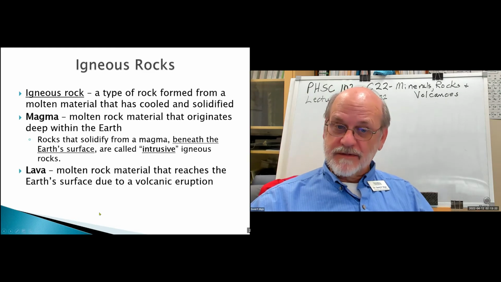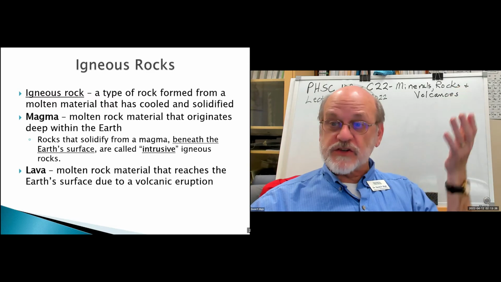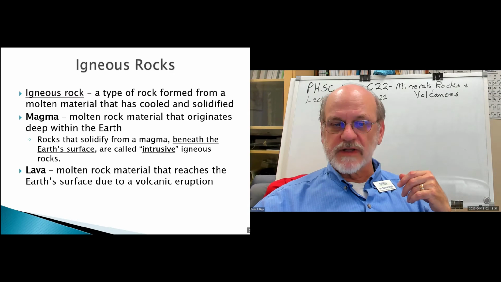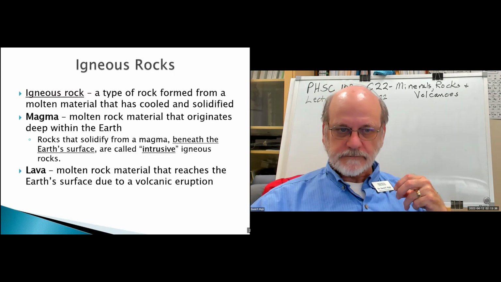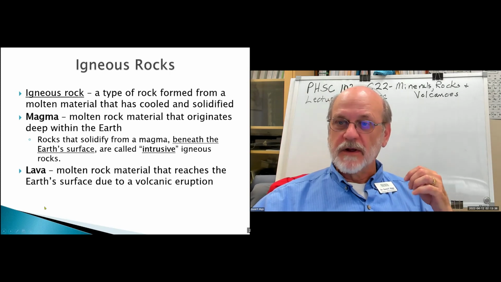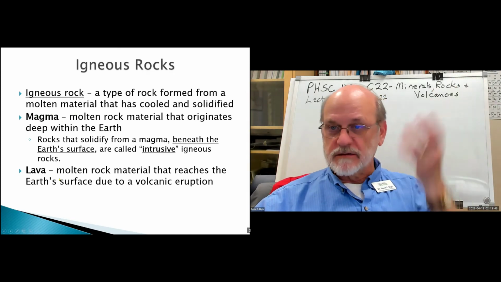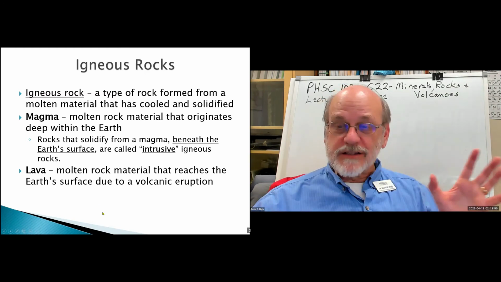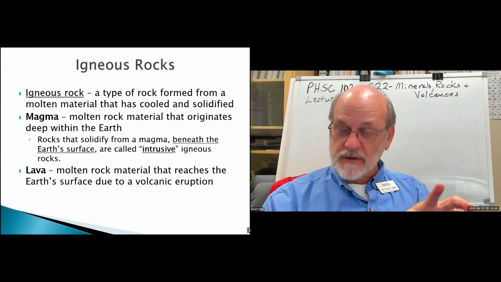Whereas lava is molten rock that reaches the surface of the earth, right? It's expelled, usually in volcanic eruption. So you have two forms of liquid from which igneous rocks form: magma, which stays below the surface, and lava, which is expelled to the surface of the earth. And these are entirely different environments from which igneous rock forms, right?